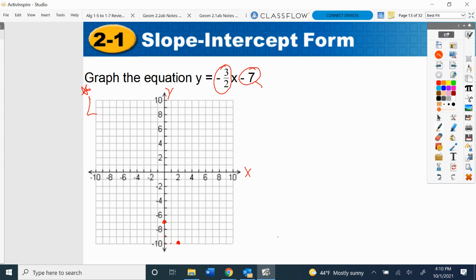Now I'm going to go back to this point, and I'm going to put a couple more points down. I'm going to go up 3, 1, 2, 3 over 2, and that'll get me a point there. They're still lined up, and I'm going to do that one more time, starting at this one. Up 3, 1, 2, 3 over 2. There we go, so I've got 3 or 4 points on there.